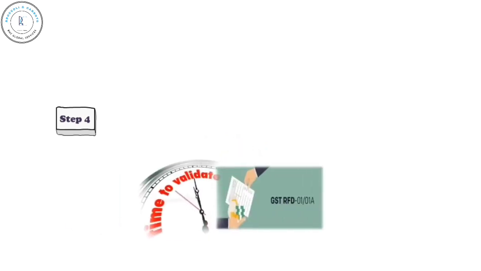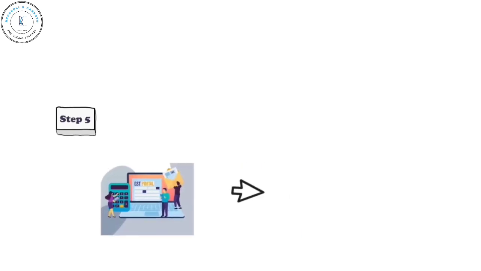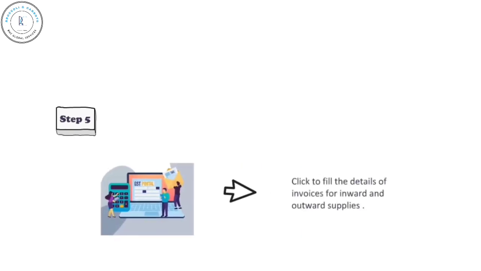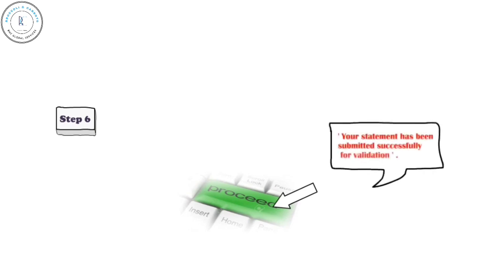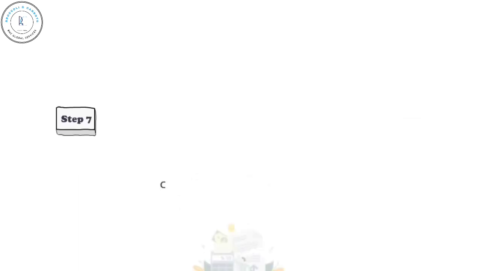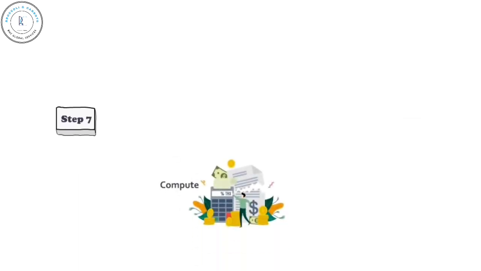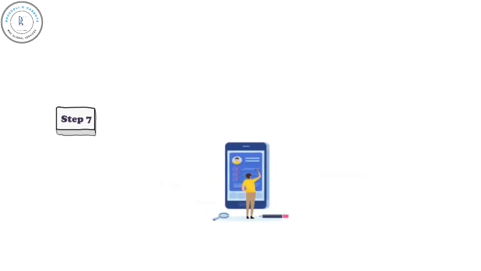Step 4. Upload the saved file and validate the Statement 1A on the GST portal. Step 5. On the GST portal, select Click to fill the details of invoices for inward and outward supplies. Step 6. Click on Proceed. Once you get the confirmation message, your statement has been submitted successfully for validation. Step 7. Compute the eligible refund amount to be claimed in Statement 1 and fill in the amount to be claimed as a refund.